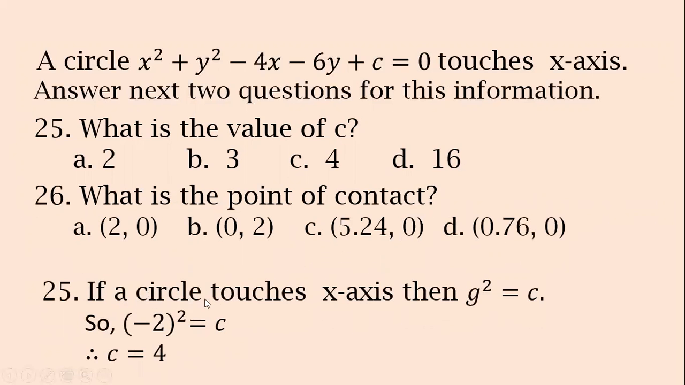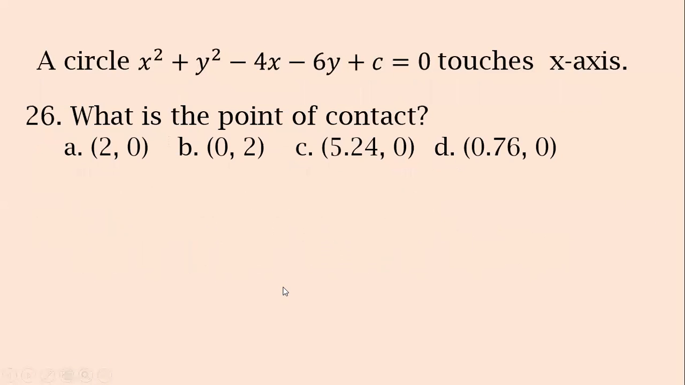See, if a circle touches the x-axis, then g square is equal to c. So what is g here? g is equal to minus 2. So minus 2 square is equal to c. So c is equal to 4. So this is the answer of 25.